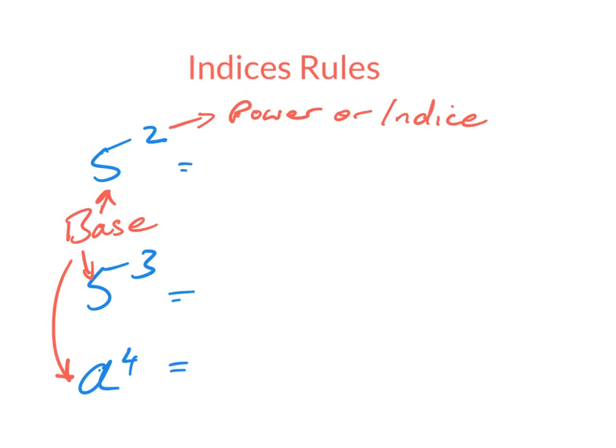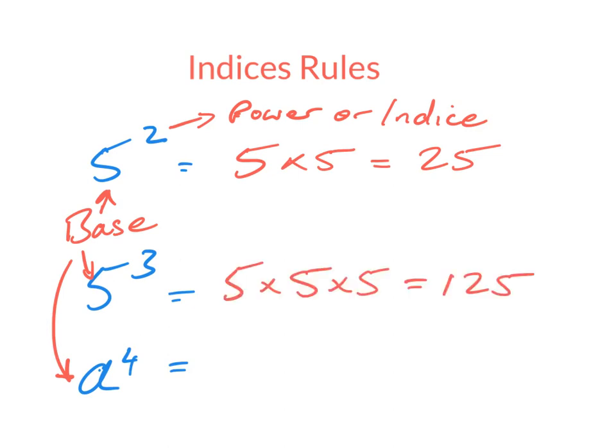So 5 squared, or 5 to the power of 2, actually means 5 times 5, which gives us 25. And 5 cubed, which is 5 to the power of 3, actually means 5 times 5 times 5, which is 125. In the last example, a raised to the 4, or a to the 4th power, means a times a times a times a.